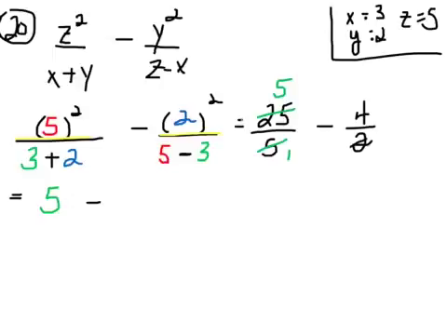We read top to bottom. 2 goes into 2 once. 2 goes into 4 twice. 2 over 1 is 2. If you needed to do it that way, you could. Well, 5 minus 2 is 3, and that's all we got to do there.